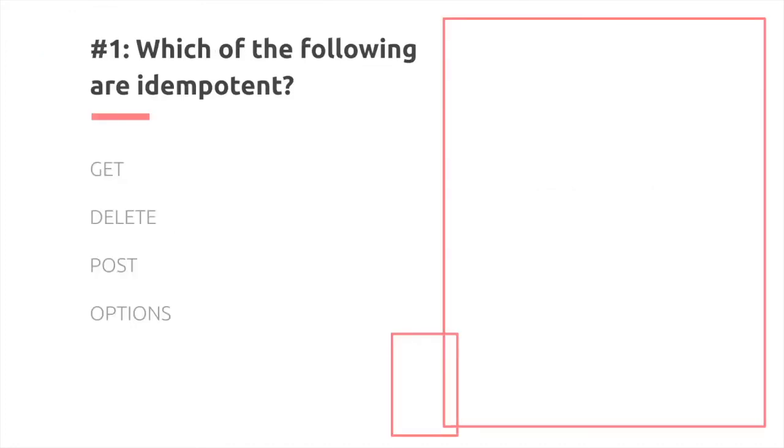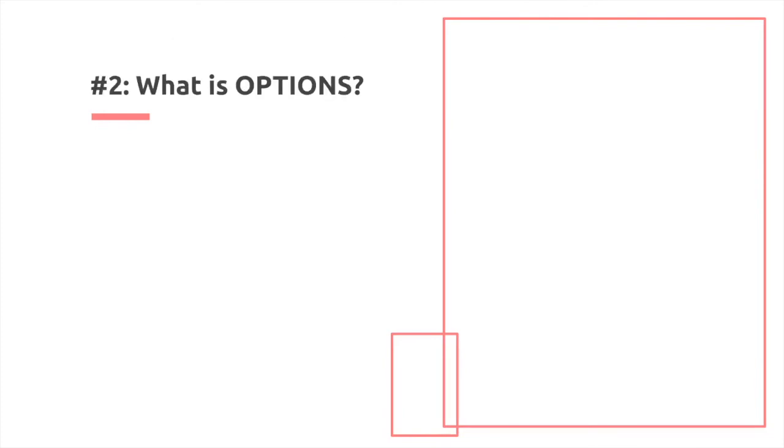So let's do a quick quiz. Question number 1, which of the following are idempotent? I'll leave 3 seconds, 3, 2, 1. The answer is GET, DELETE, and OPTIONS. Question number 2, what is OPTIONS? 3, 2, 1.